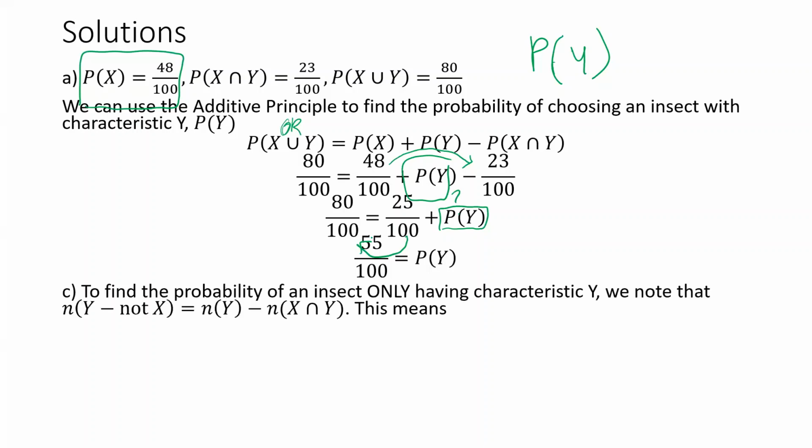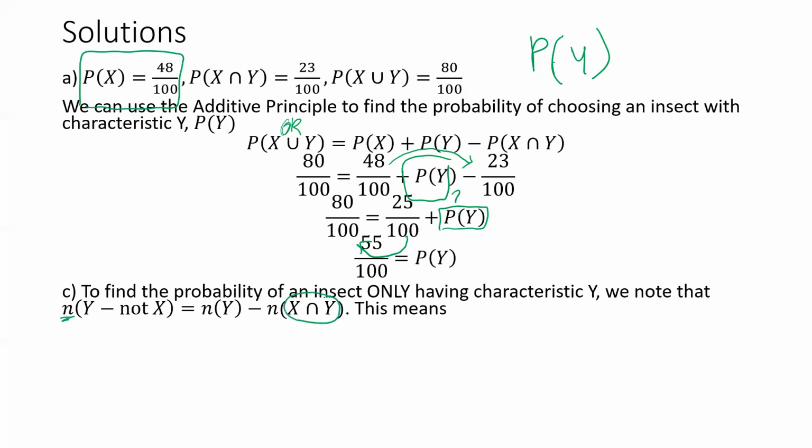For the second part, we want to find the probability that the insect only has characteristic y, it does not have characteristic x. Because we're trying to find the probability of having y but not having x, we're being a little bit more picky about this, right? So it might be easier, instead of going straight to probability, to look at it in terms of counting the numbers. We're essentially trying to find all the insects that have characteristic y but don't have characteristic x. Well, what do we notice?